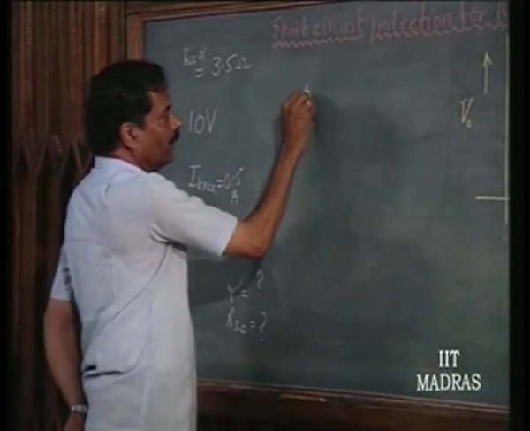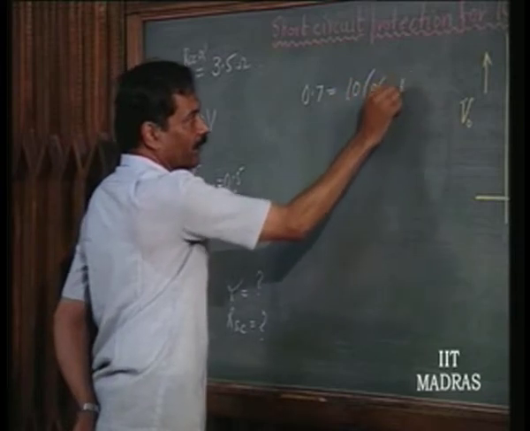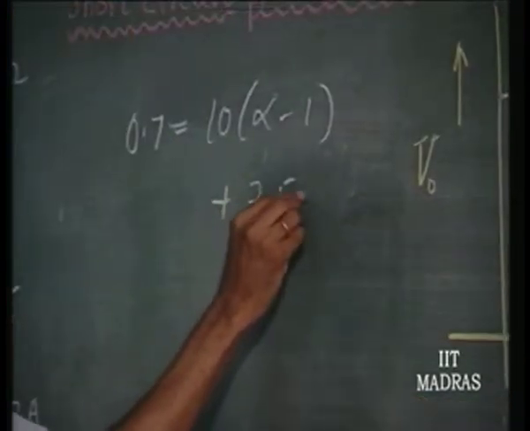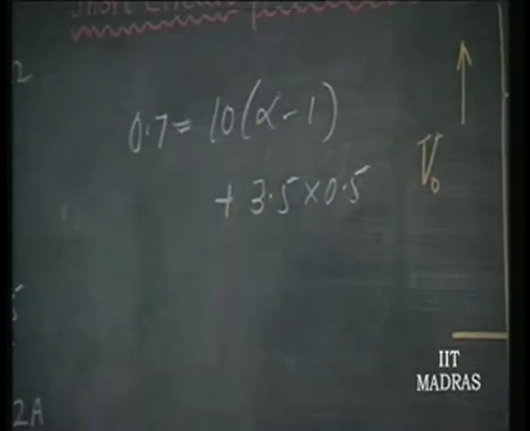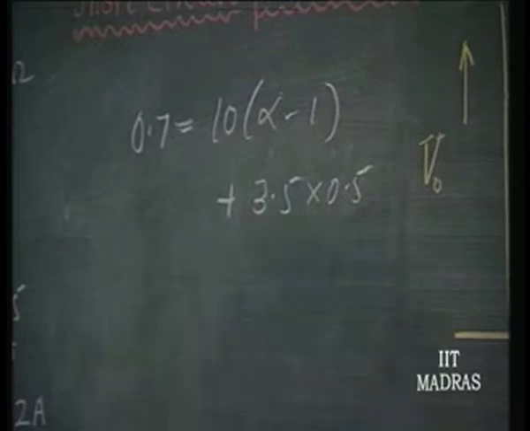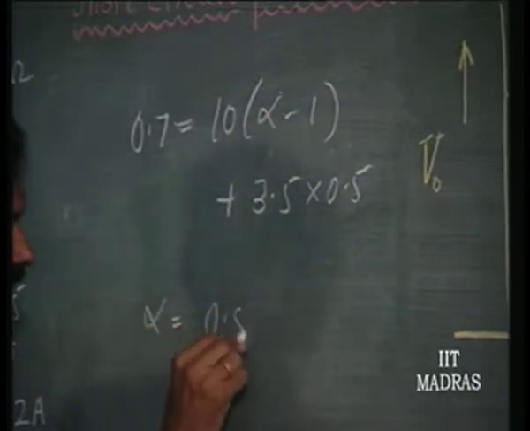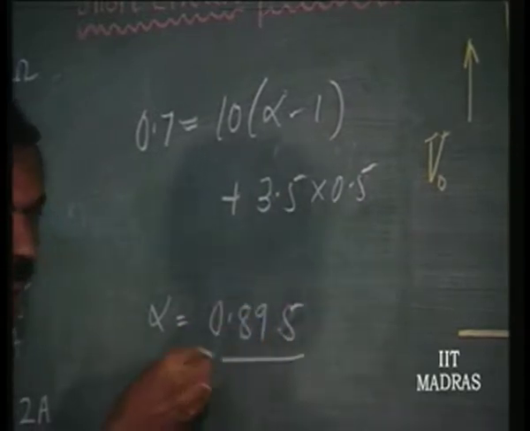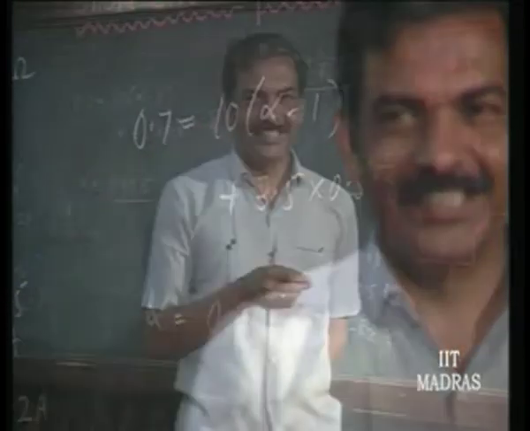So, 0.7 equals 10 into (alpha minus 1) plus 3.5 into 0.5. So, what is the value of alpha? 0.895. Already it is coming close to 1.